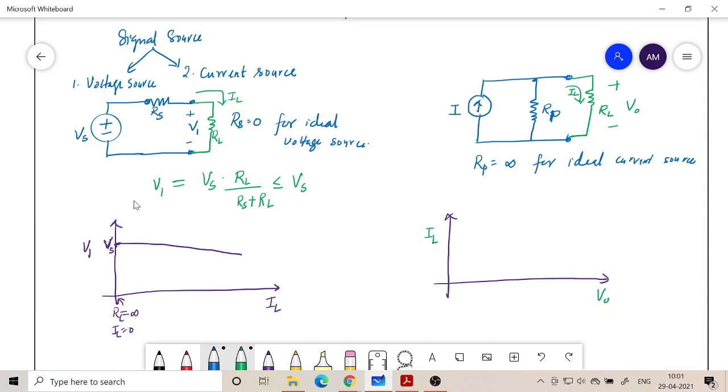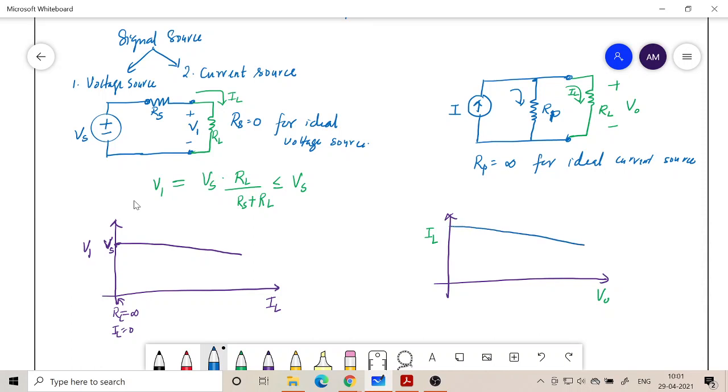So out of I, a portion of the current will go through RP, and only the remaining will be available to us. So therefore IL will always be lesser than I because of this presence of RP. So what you get is the current is going to reduce as you put more and more bigger resistance, the current will drop down.